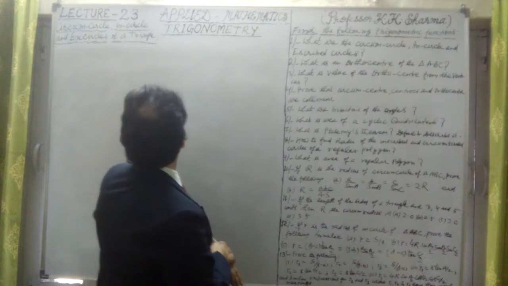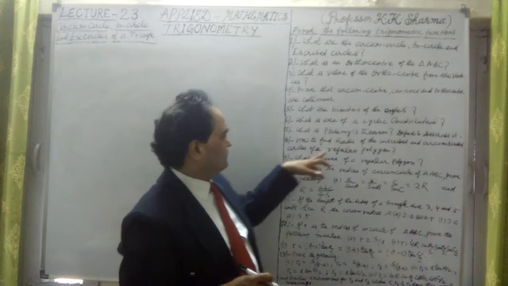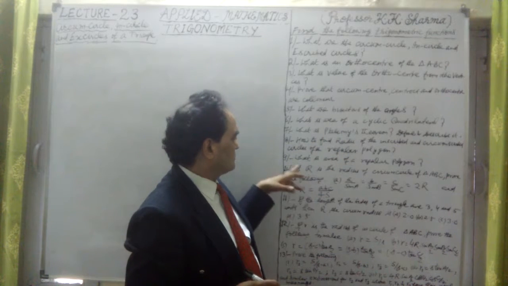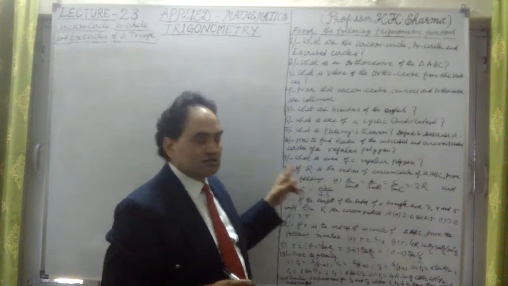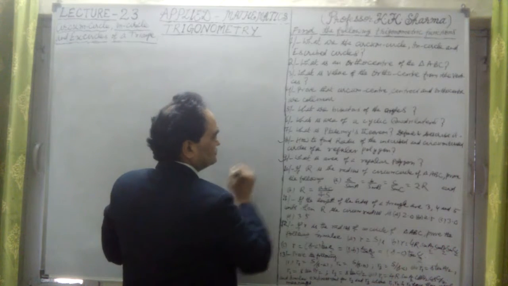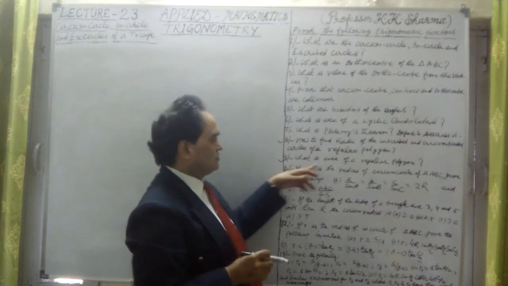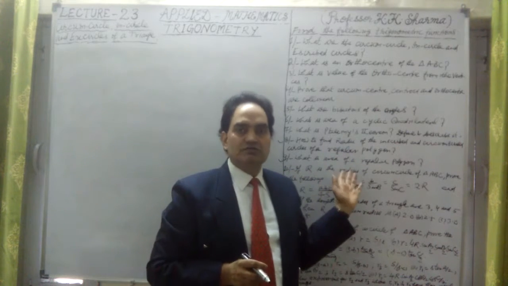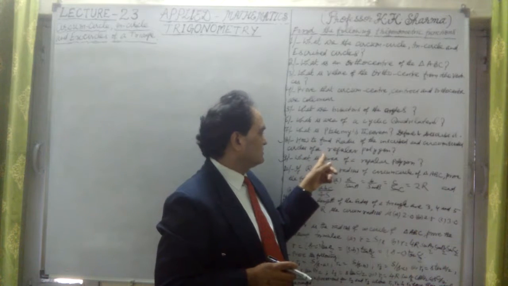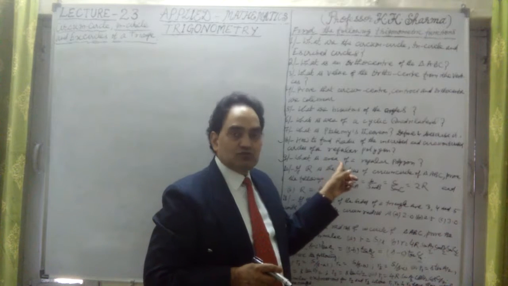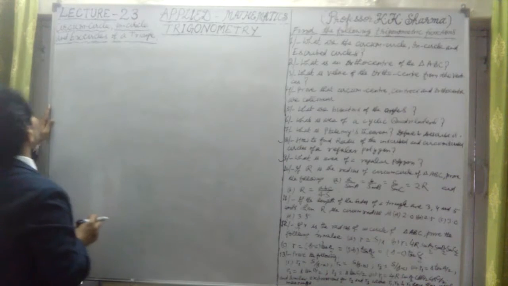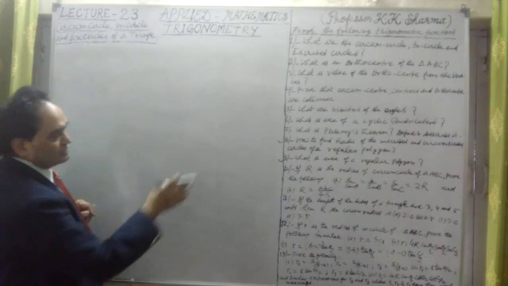This ninth question we have done. How to find the radii of the incircle and circumcircle of a regular polygon, we have already calculated. Now, what is the area of a regular polygon? This is done. Ninth question we have completed, and the eighth question also we have completed. So this ninth question is covered here.